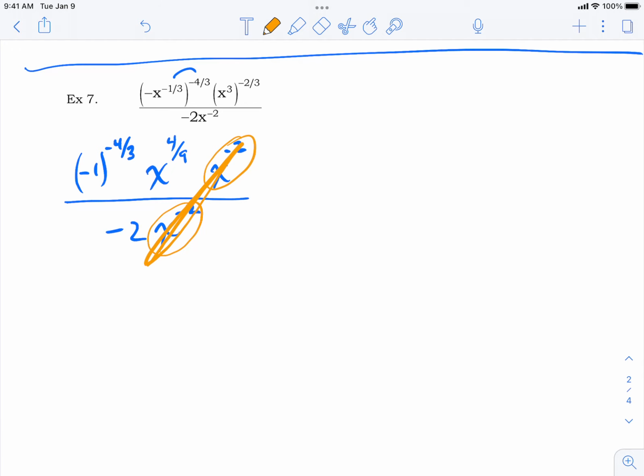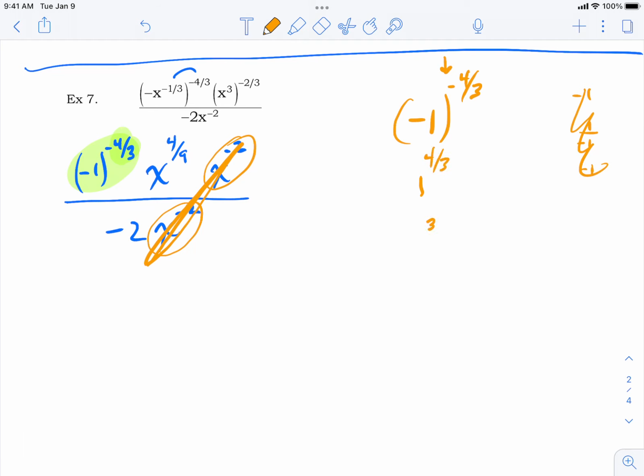So what have I got here? Let's think about this for a second. If you take a negative 1 and you apply this exponent to it, what do you get? Negative 1 to the negative 4/3 is what? Well, if you take negative 1 and flip it over, you get 1 over negative 1, which, guess what, is negative 1. So the negative part of that exponent actually means nothing in this case.